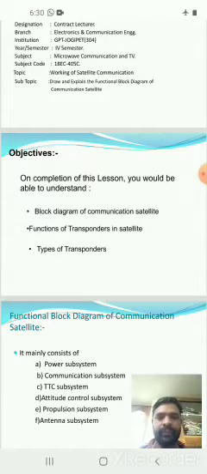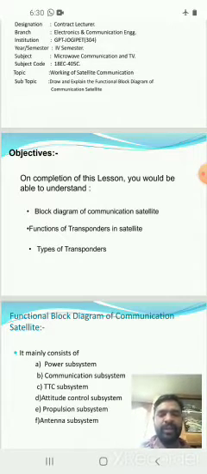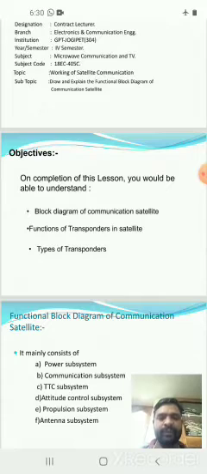Objectives: on completion of this lecture, you would be able to understand the block diagram of a communication satellite, the functions of transponders in satellites, and the types of transponders.